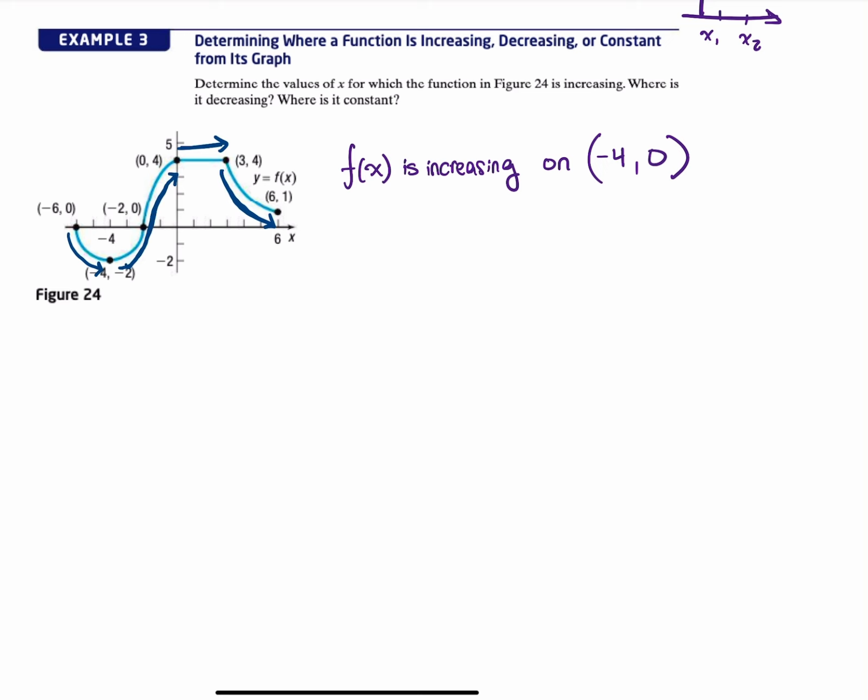So just a quick word on notation. I use this open interval notation when I'm discussing intervals of increasing and decreasing or constant behavior. Because when we think about increasing or decreasing, we're thinking about the relationship between two points, and it's always some interval around those.